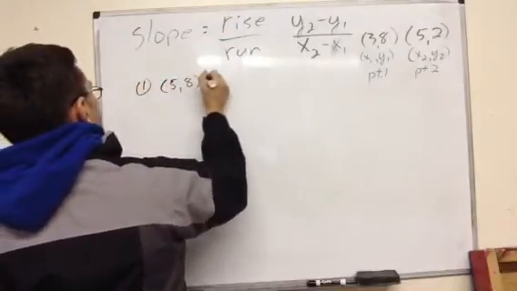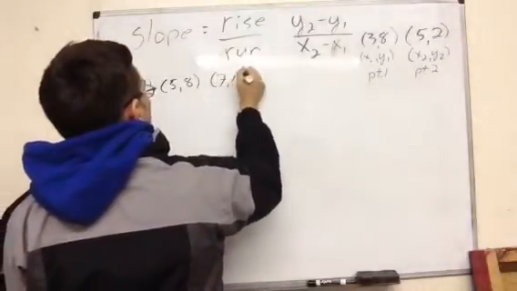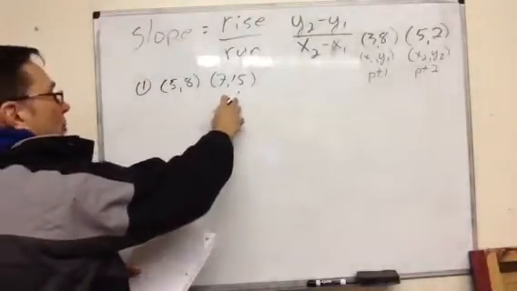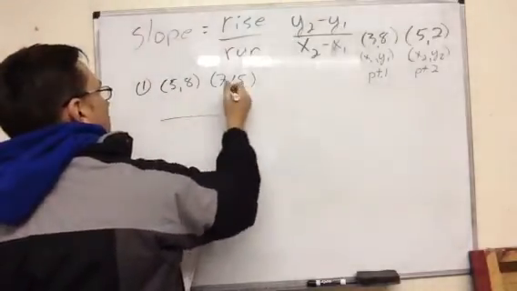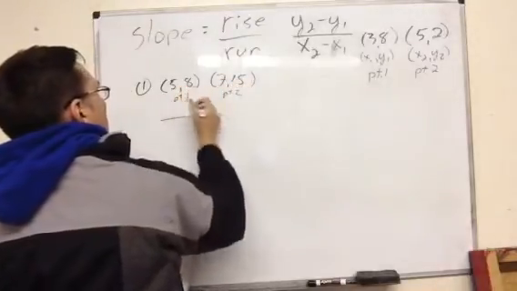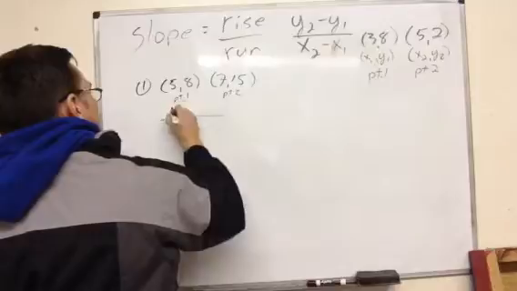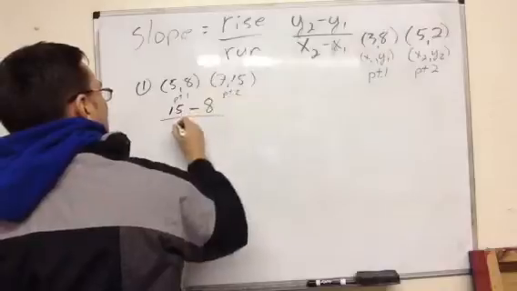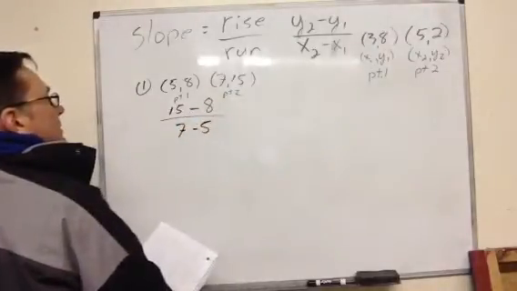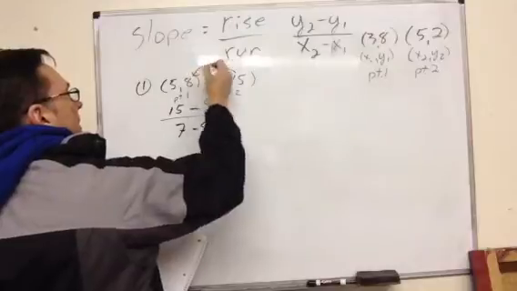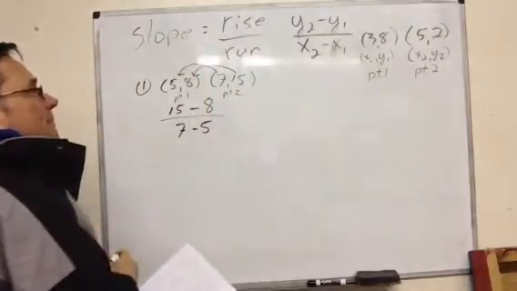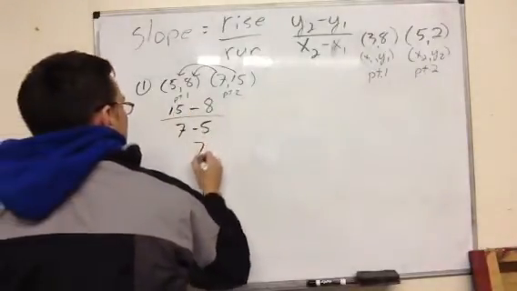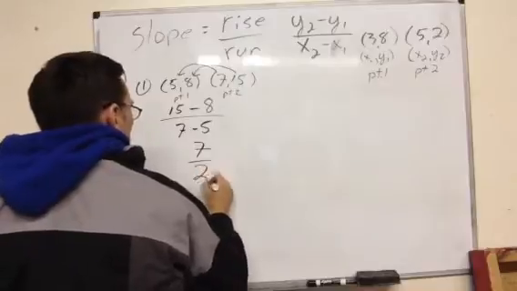was (5, 8) as point 1, (7, 15) as point 2. So we start with our y values. That's point 2, point 1. So we go 15 minus 8. The x sub 2 is 7 minus 5. So again, I'm just going 15 minus 8, 7 minus 5. If you notice, the arrows are going in the same direction. 15 minus 8 is 7. 7 minus 5 is 2.